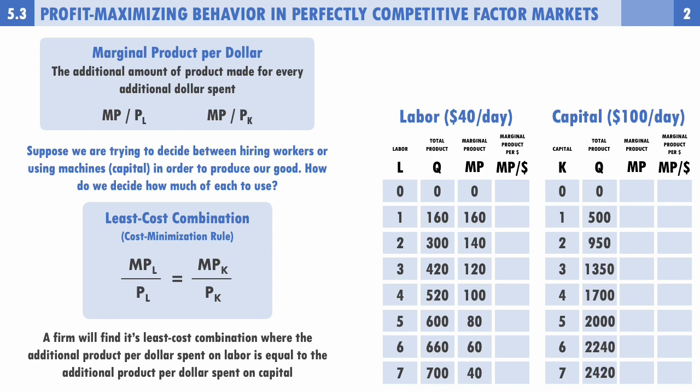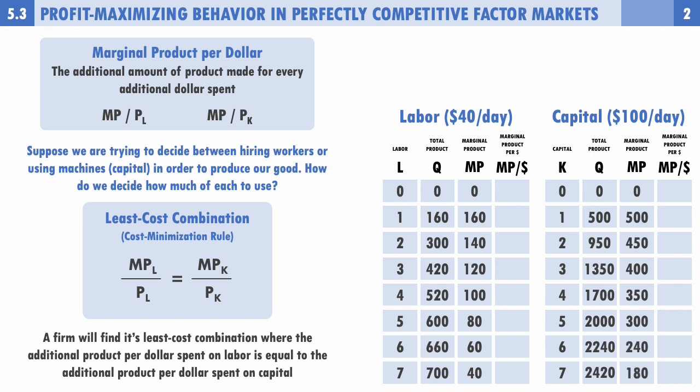Let's do the same thing for our capital, right? Every time we bring in another machine to do the work. Whenever we bring that first machine in, let's say that machine can produce 500 units of product. And then that next one, let's say, brings in an additional 450, right? From 500 up to 950. Then 950 up to 1350 is 400. 350, 1700 up to 2000 is 300. Then 240, and then let's say 180.